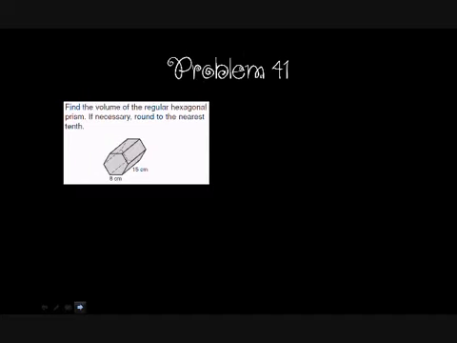Okay, problem number 41. It says find the volume of the regular hexagonal prism, if necessary, round to the nearest tenth. This one is kind of messy. So volume is going to be capital BH, where the capital B stands for the area of the base. We have the height. It's marked on there. It's 15. We don't have the area of the base. We need to figure that out.